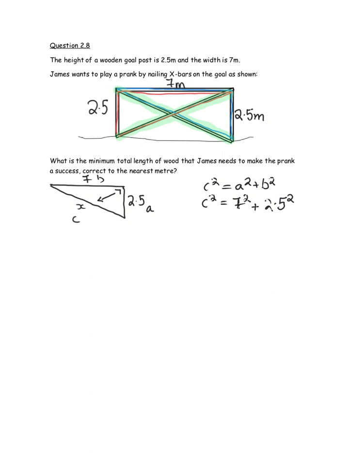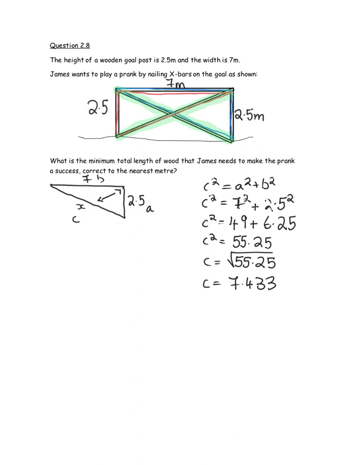7 squared is going to give us 49, so we'll get c squared is equal to 49 plus 2.5 squared, which is 6.25. So what we'll get then is c squared is equal to 49 plus 6.25, which is 55.25. We need c by itself, so we square root both sides, so the square root of 55.25. So c then is going to be equal to 7.433.